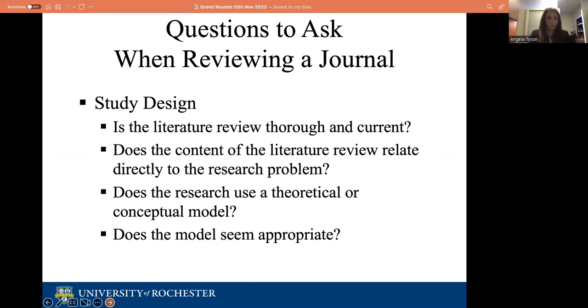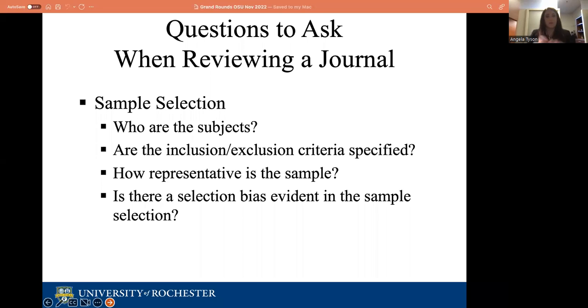The next is sample selection. How did they select their subjects? What kind of inclusion and exclusion criteria did that journal specify? And how representative of their sample selection is that of the questions that they're asking and the data that they're publishing? And was there selection bias? So these are really important questions to answer, because if your samples are not adequately representative of the data that you're publishing in a conclusion, there's some issues there.